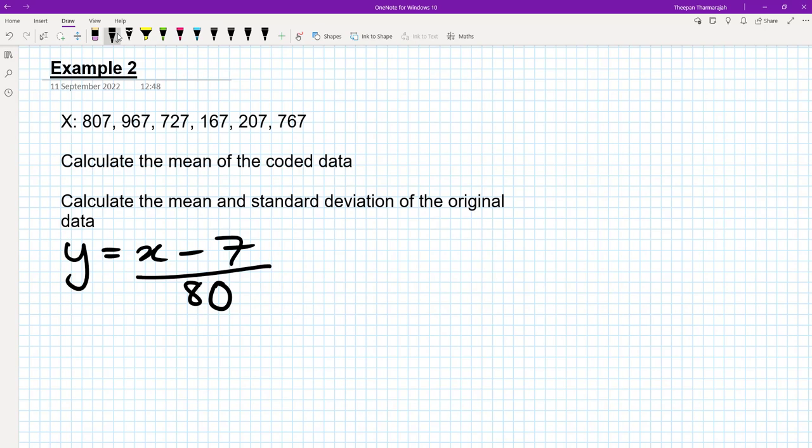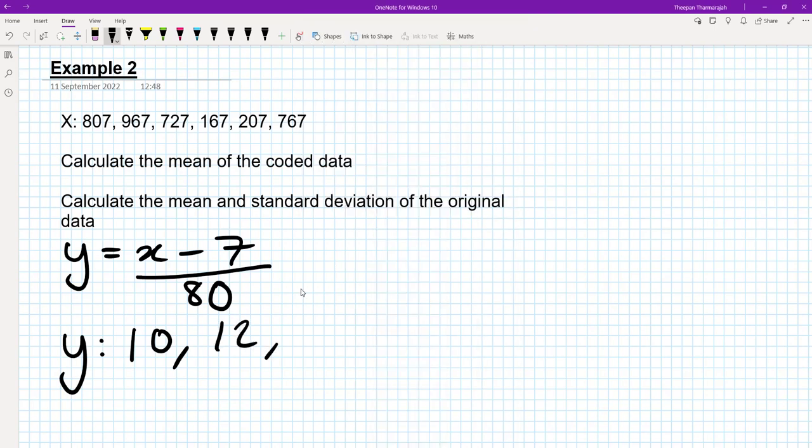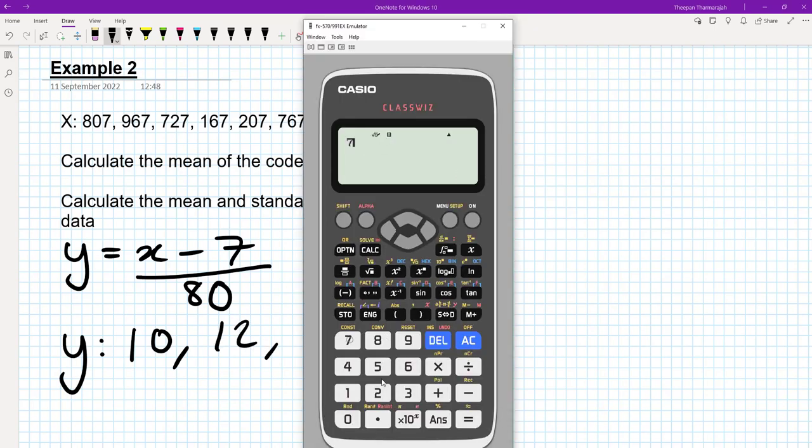Okay, welcome back. So we got our x values. Let's work out the coded values. So we're going to do 807 minus 7 over 80, which would give me 10. Then we're going to do 967 minus 7 divided by 80, which gives me 12. 727 minus 7 divided by 80, which gives me 9.